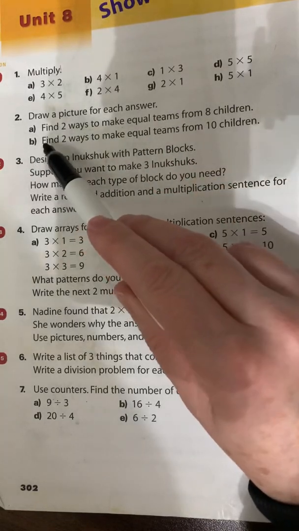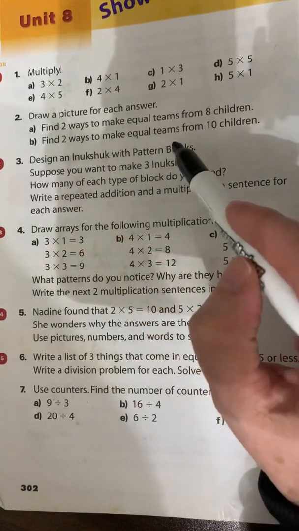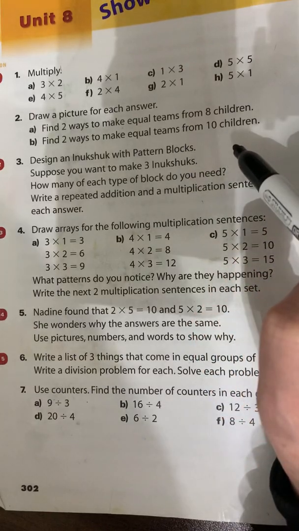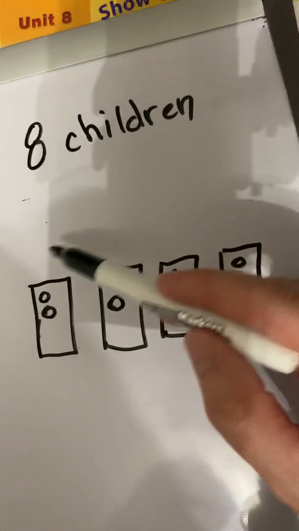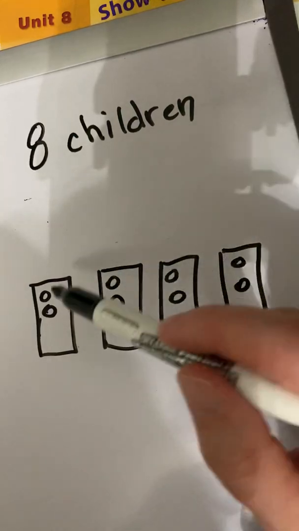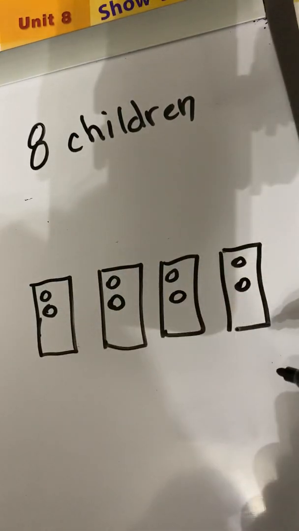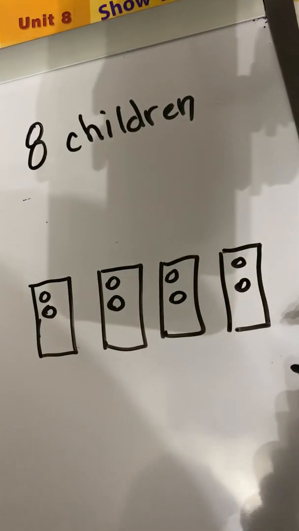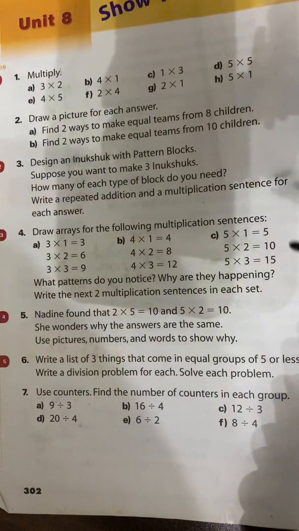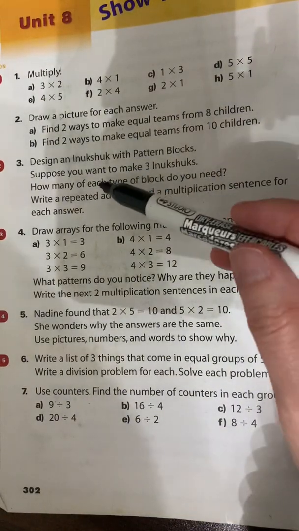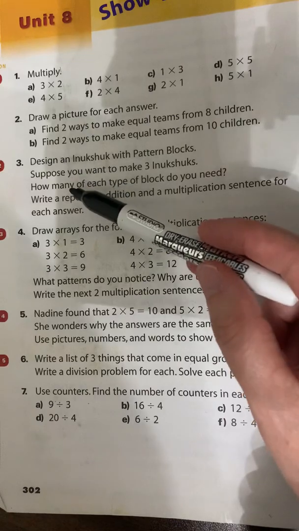And then for B, find 2 ways to make equal teams for 10 children. So instead of having the 8 children, you're going to have 10 children. See if you can come up with 2 ways to make equal teams with 10 children. Draw the pictures. All right, question 3 we're skipping.